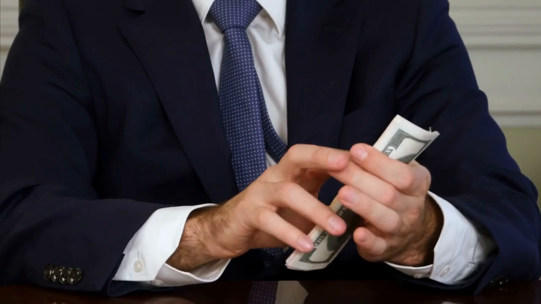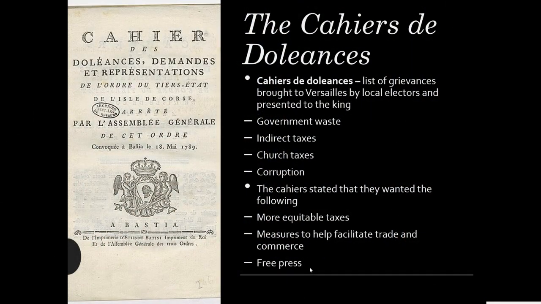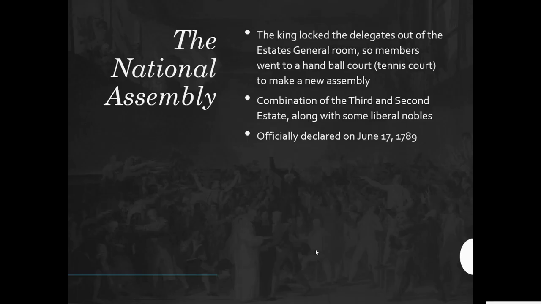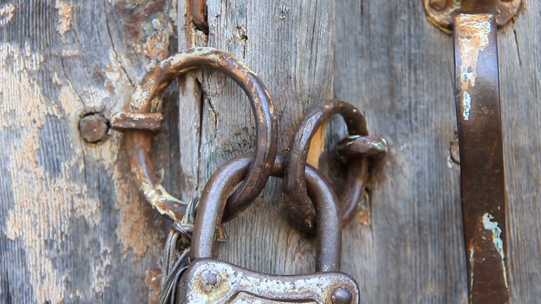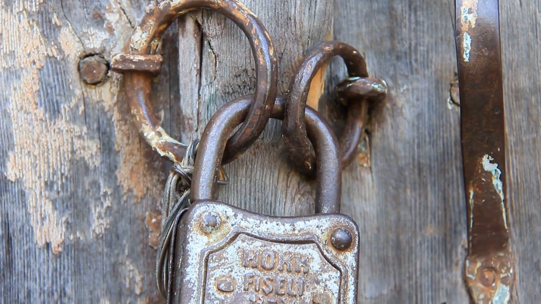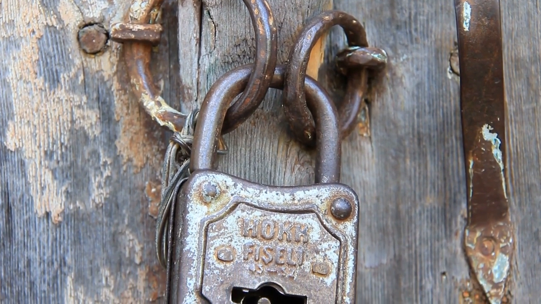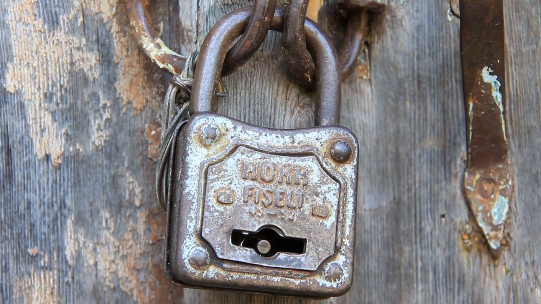So all of these are coming out. And now this is a bigger problem for Louis, because now some of these things are really directed right at him. And he's got to go and deal with this issue. And so what does he do when dealing with this issue? Well, he takes out one of those locks from him wanting to be a locksmith, and he locks the door to the delegates for the room for the Estates General. Well, that was an idea. They're not going to complain about you anymore.